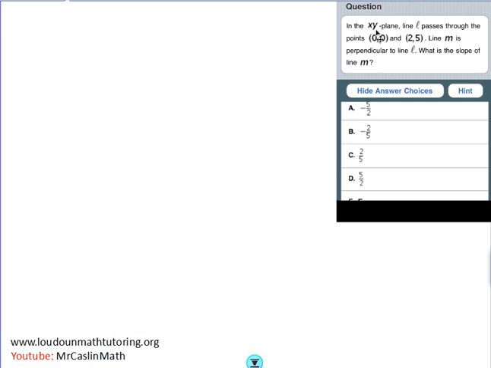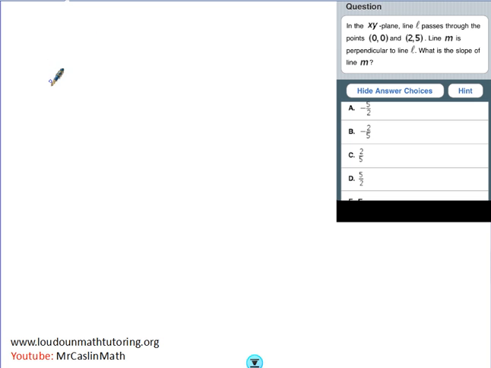Okay, so in an XY plane, line L passes through the points (0, 0) and (2, 5). A different line M is perpendicular to line L. What's the slope of line M? Now with these videos you can always pause and work them out first, then check back to see if you got the answer right. For those of you not pausing, we'll continue on.